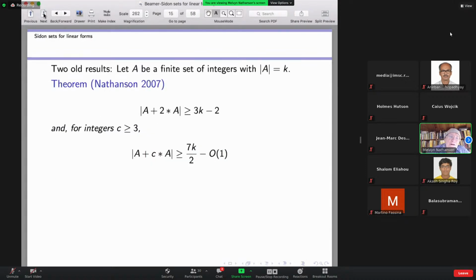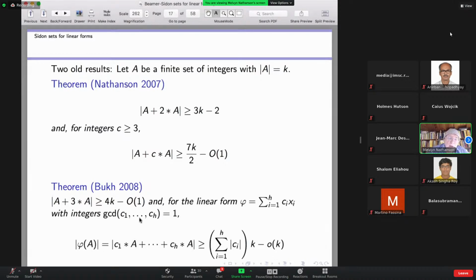Here is another old result about linear forms. If you take the linear form x plus 2y, so we're looking at the set A plus 2 times A, and you have a set A of k integers, there's a lower bound for the cardinality of this, which is 3k minus 2. And for any integer c at least 3, you have a lower bound of 7/2 k minus some big O of 1. And this was very nicely extended by Boris Buch, who proved that if you have a set of k integers, A plus 3A always has at least 4k, basically, elements.